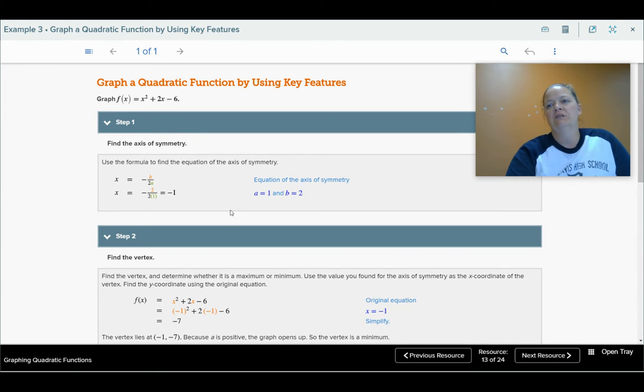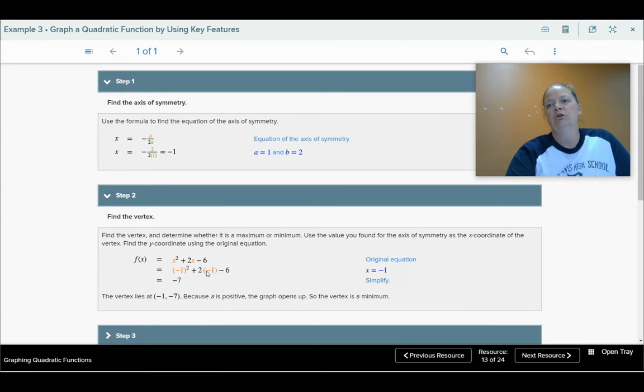So anywhere you see an x, because remember we said that x was equal to negative 1, wherever we see an x, we're going to change it to negative 1. Then we'll use our order of operations to simplify and get negative 7. So the vertex lies at negative 1, negative 7. Because a is positive, the graph opens up, so the vertex is the minimum.